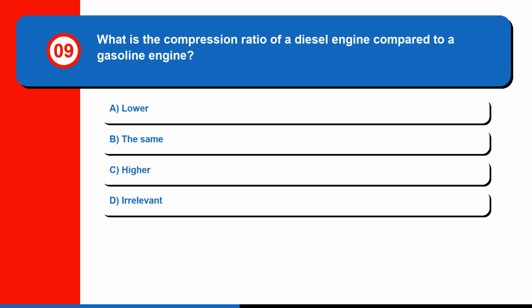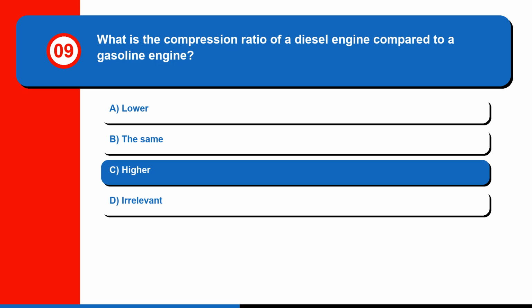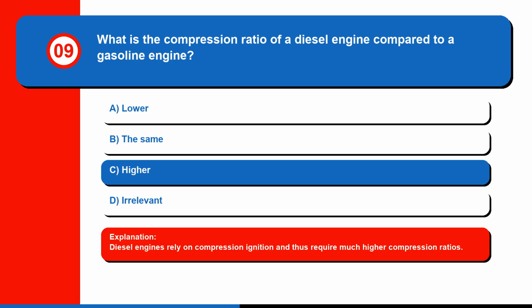Question 9. What is the compression ratio of a diesel engine compared to a gasoline engine? A. Lower. B. The same. C. Higher. Or D. Irrelevant. The correct answer is C. Higher. Diesel engines rely on compression ignition and thus require much higher compression ratios.